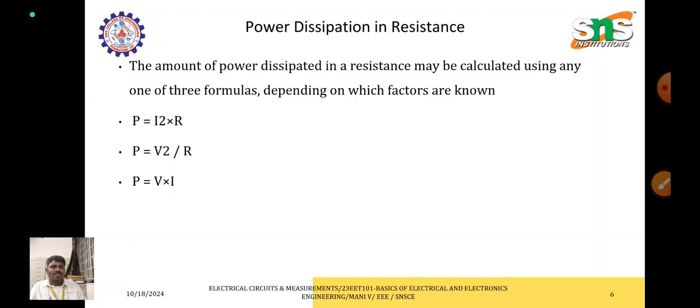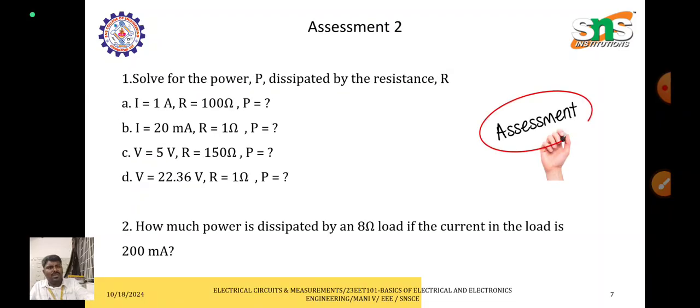The amount of power dissipated across the resistance may be calculated using any of three formulas, based on the known factors. P is equal to I square R. It is derived from power P is equal to V into I. Instead of V, we can substitute IR, so P is equal to I into R into I, which is I square R. Otherwise, V square by R. With the help of any one formula, we can determine the power dissipated across the resistance.